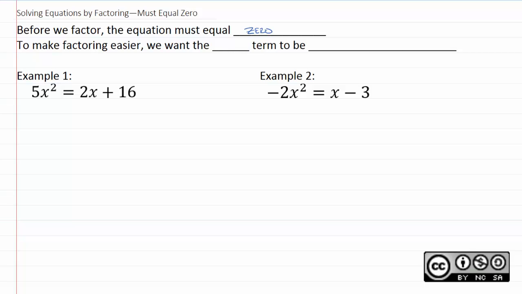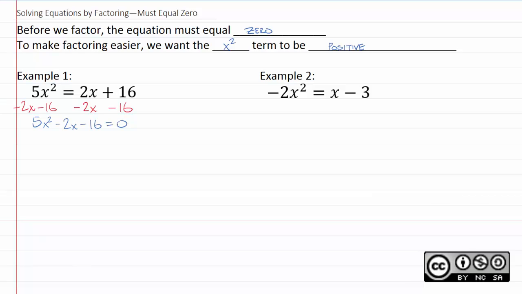To make factoring easier, we want the x squared term to be positive. Factoring is much easier if whatever coefficient is in front of x squared is positive. So for example 1, the x squared term is already positive, so I'm going to clear out the right-hand side. I'll subtract 2x from both sides, and I'll also subtract 16 from both sides. And so I get 5x squared minus 2x minus 16 equals 0.